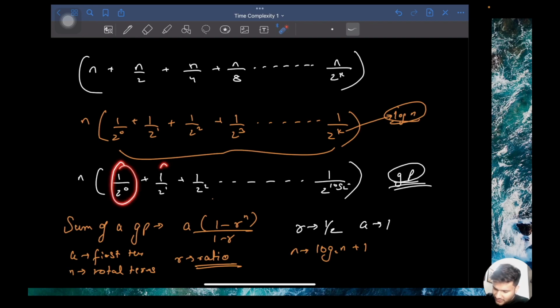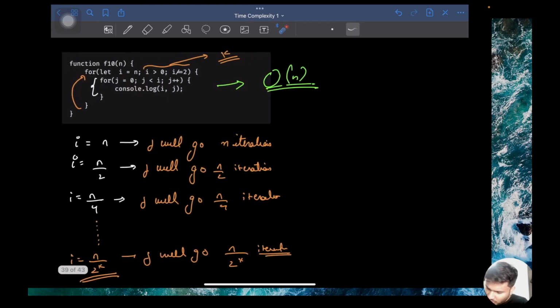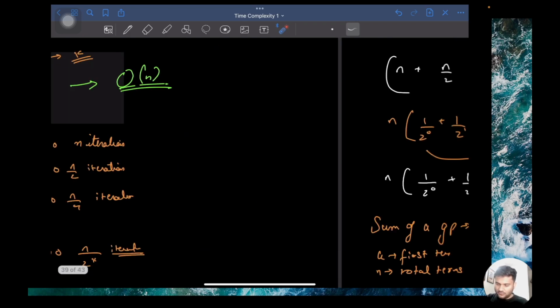So here the multiplicative factor is 1 by 2. So 1 by 2 into 1, into 1 by 2, then 1 by 2 into 1 by 2, then 1 by 2 raised to the power 2 into 1 by 2, and so on up till k. And we know this value k is what? Log n, because this outer loop goes for log n iterations. So this is going to be n by 2 raised to the power log n.